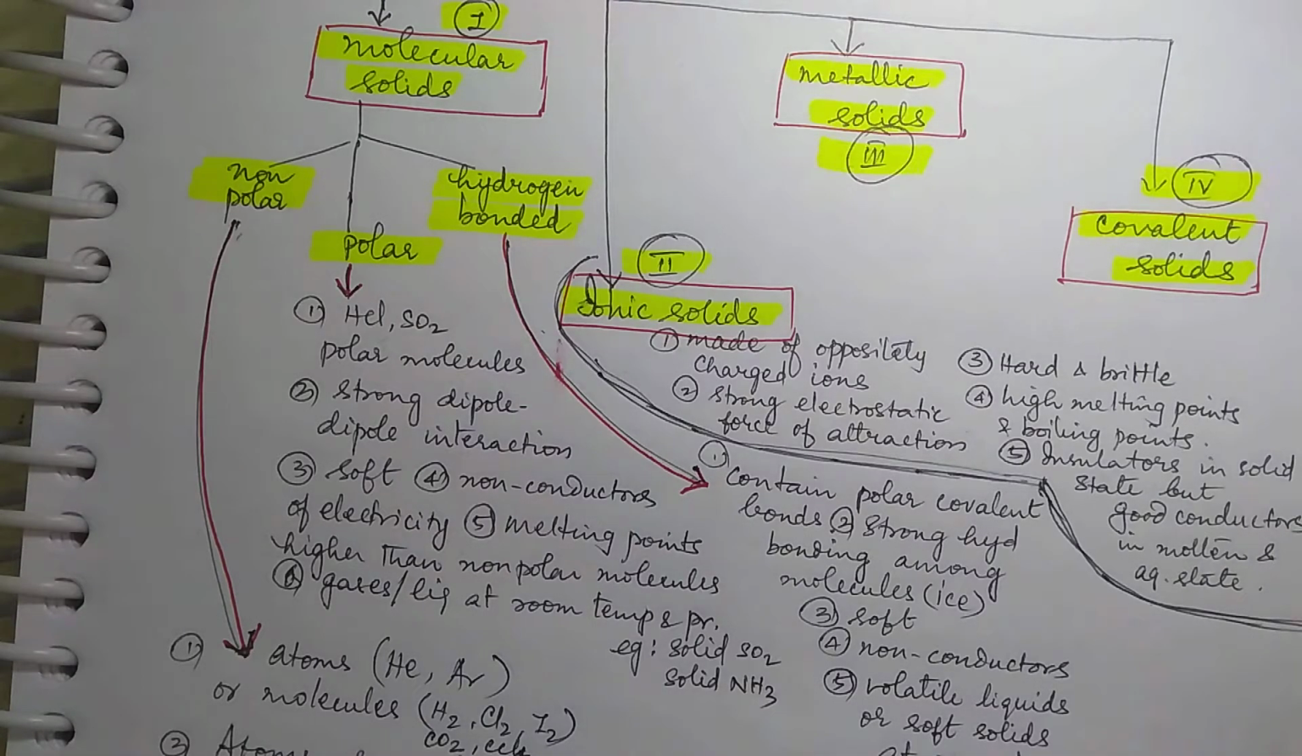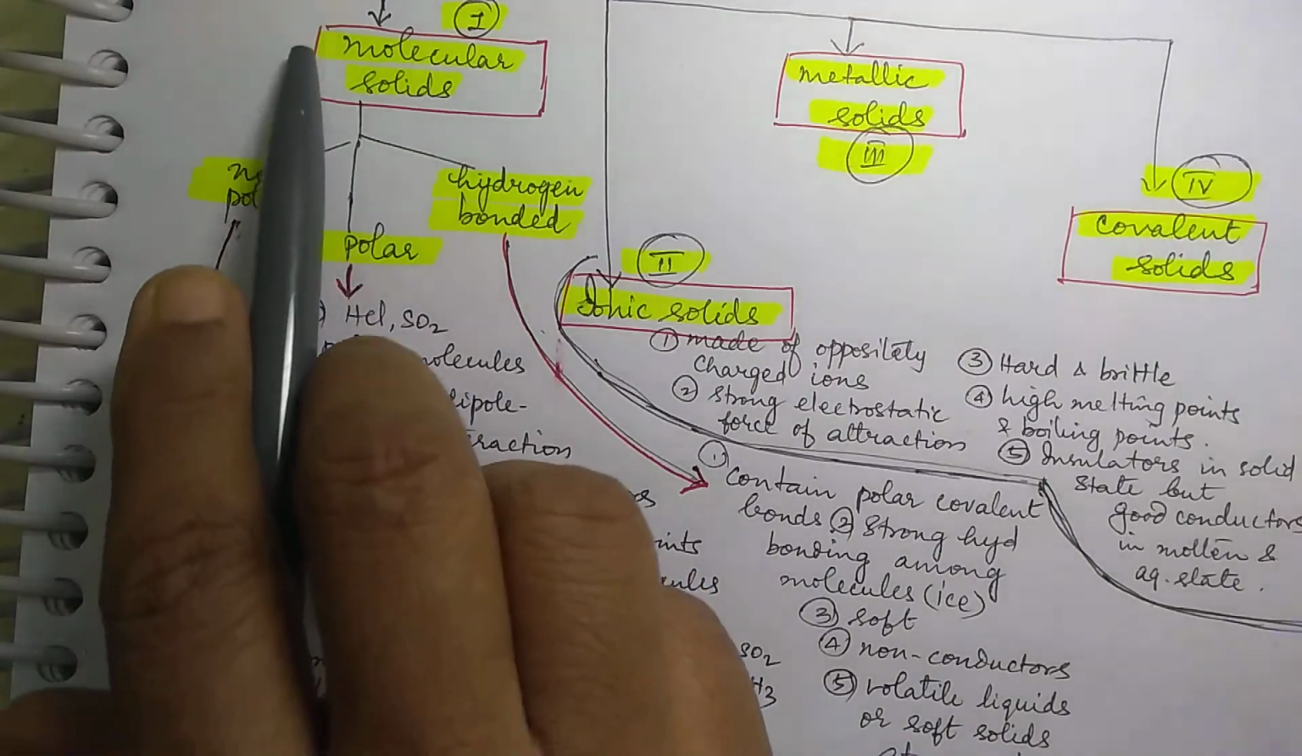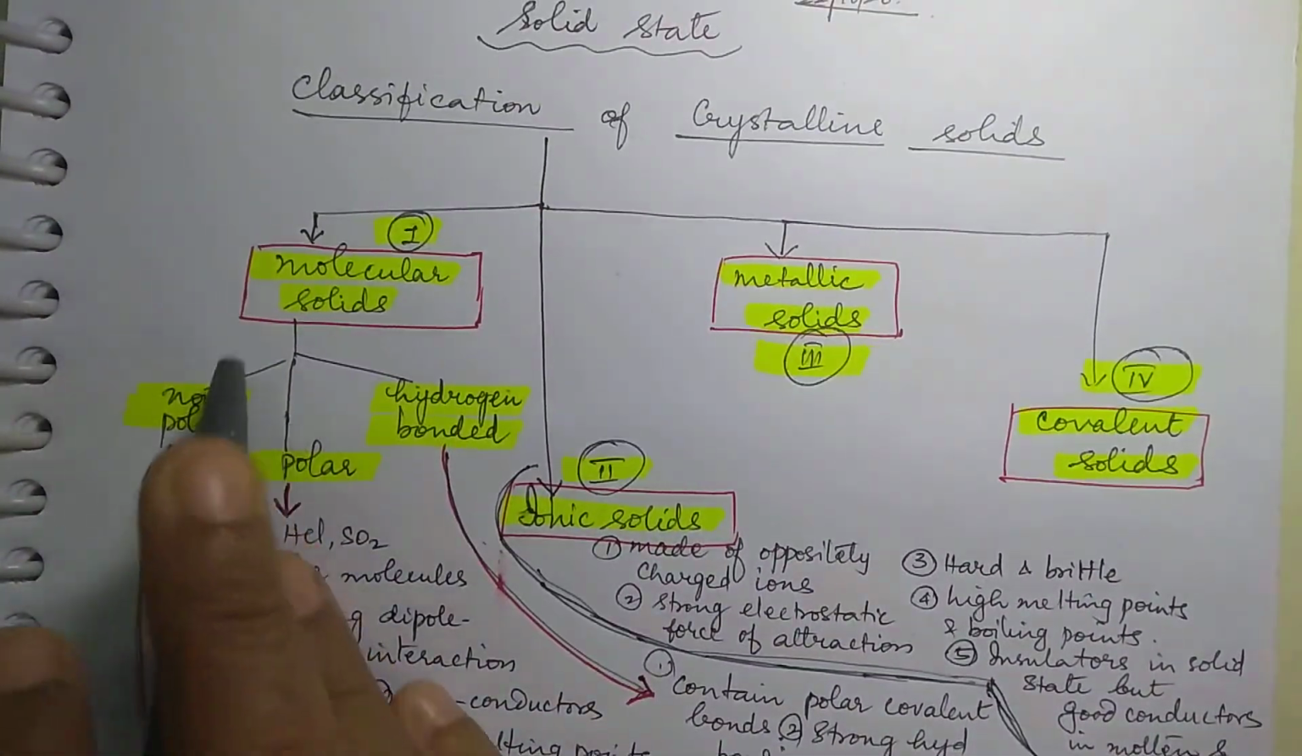That is, if in the molecule there is fluorine or oxygen or nitrogen which is holding a hydrogen, then there is a possibility of hydrogen bonding in that particular molecule. So this is what you have to remember. So that is this classification, molecular solids.